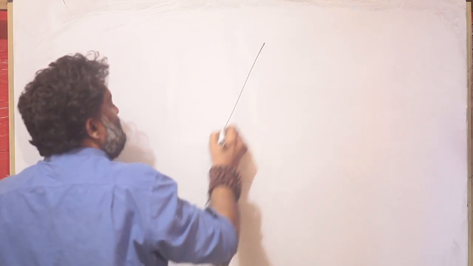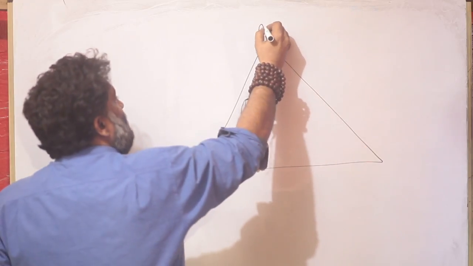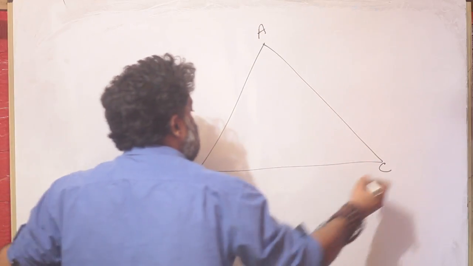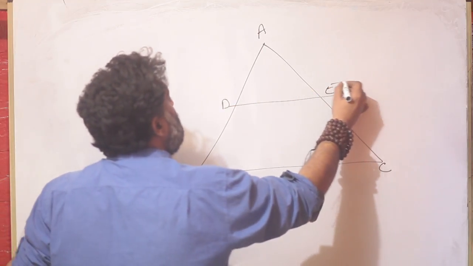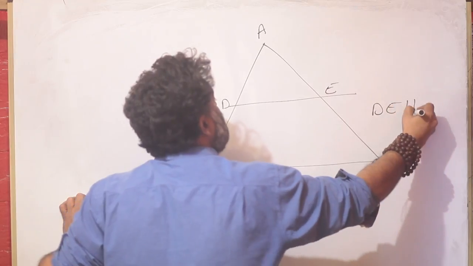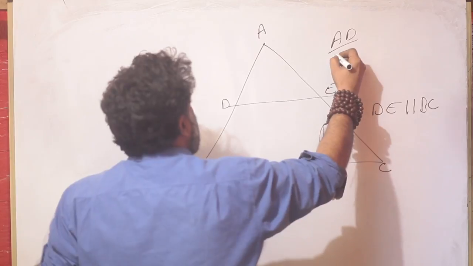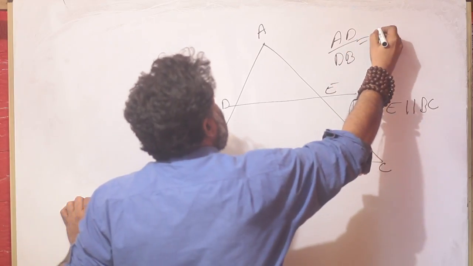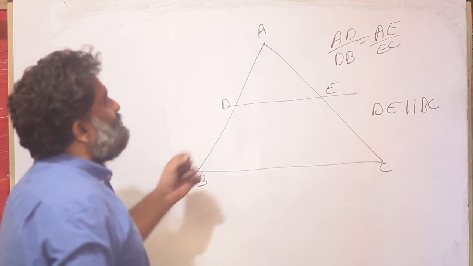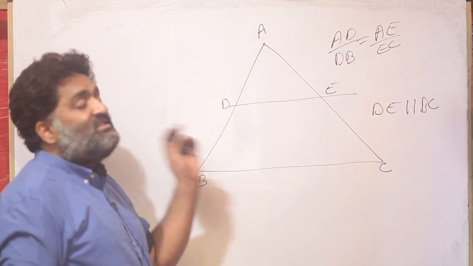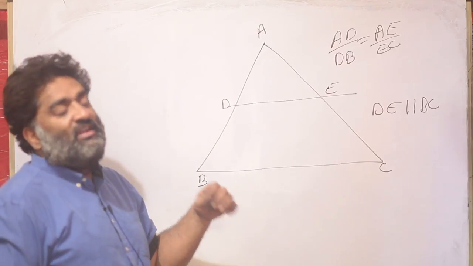So first, let me make the triangle a little bigger so that it's easier to study. A, B, C and a line drawn parallel, D, E. So given information, DE is parallel to BC and I wanted to prove that AD upon DB is equal to AE upon EC. So this will take a few steps, and the first time it might look very unfamiliar, but do it a couple of times and the idea will be visible to you very clearly.